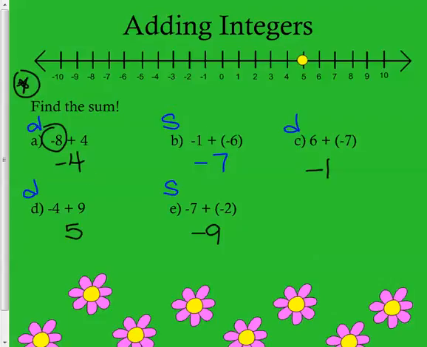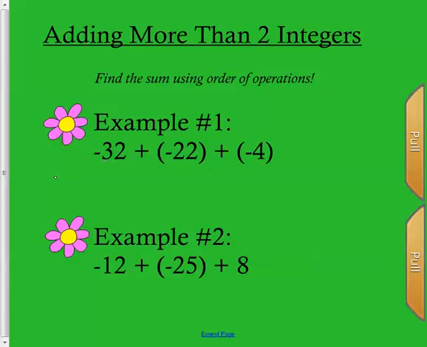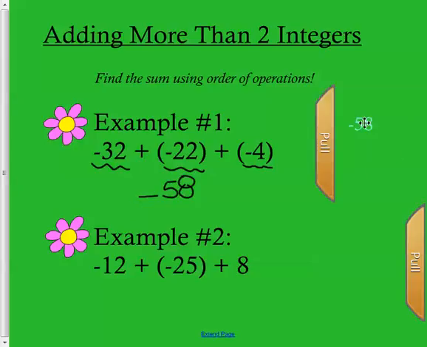All right, now let's look at what you do when you have more than one number being added. Well, I start with the common signs. So 32, negative 22, and negative 4 all share the same sign. So I know that it's going to be negative. And 30 with 20 makes 50, and 2, 2, and 4 make 8. So I'm at negative 58, which is correct when I look at my answers over here.